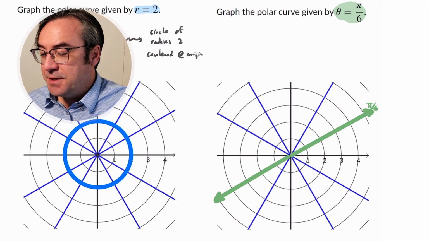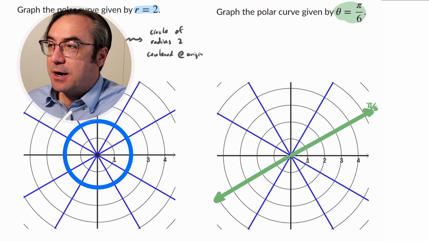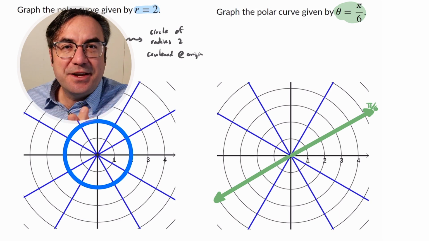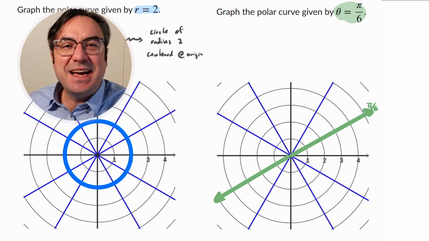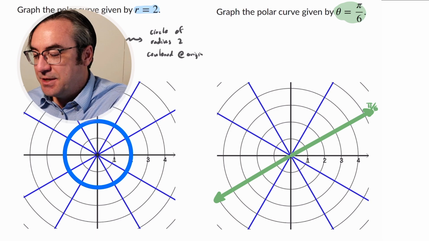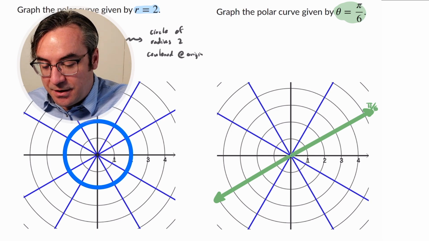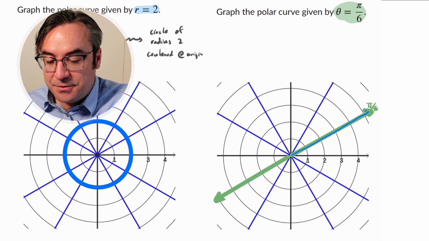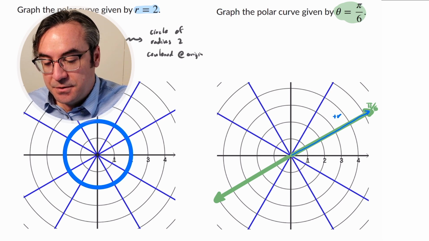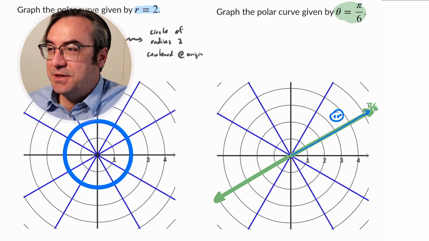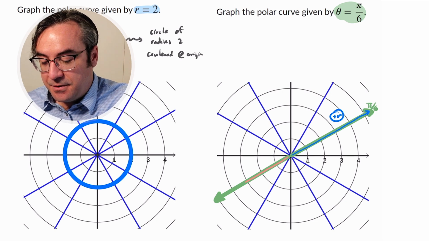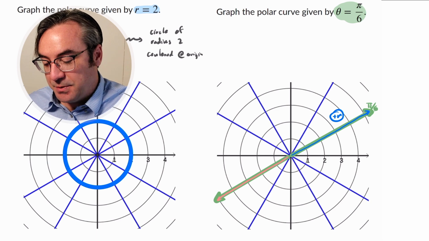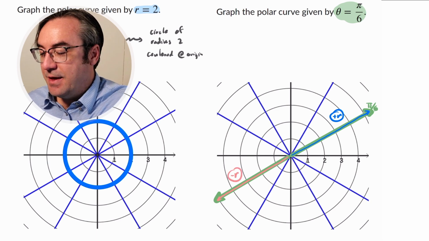So when we do this, you want to think of it, when theta is equal to a constant, as breaking this into 3 separate sections. So we've got the section of positive r values. So there's the positive r direction this way. There's the negative r direction going this way. And then there's r equals 0 right in the middle.